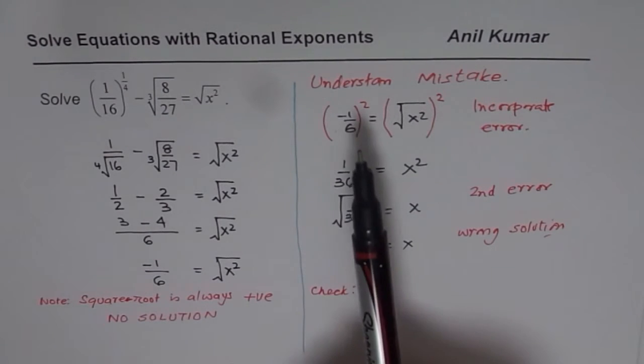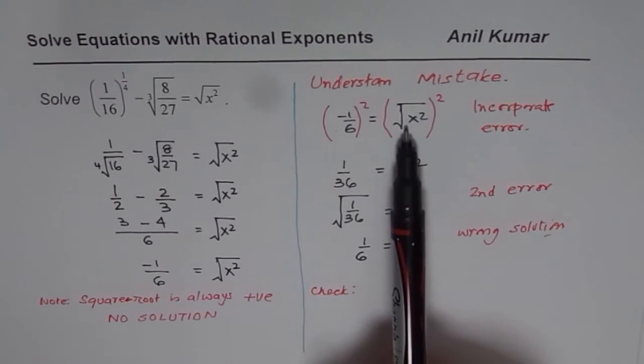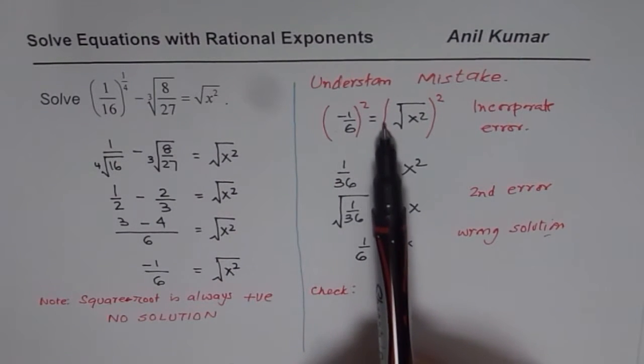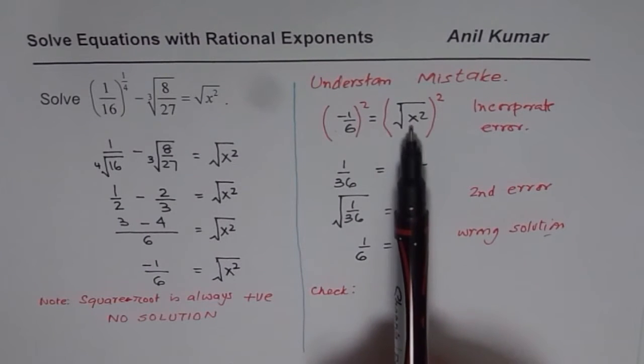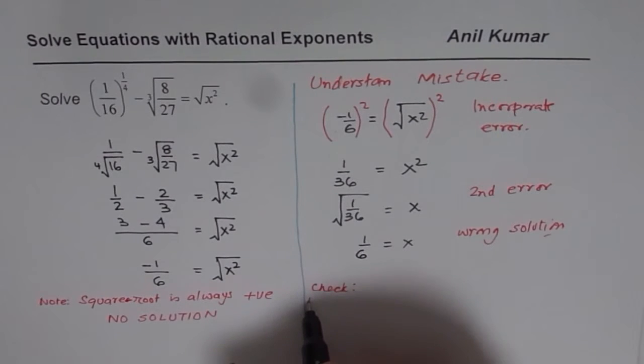Remember one thing, whenever you do this step, it is not a wrong step. It can be done to solve radical equations. But whenever you get a solution from such a method, you need to check your solution always, right? So that is a must. It is a must to check.